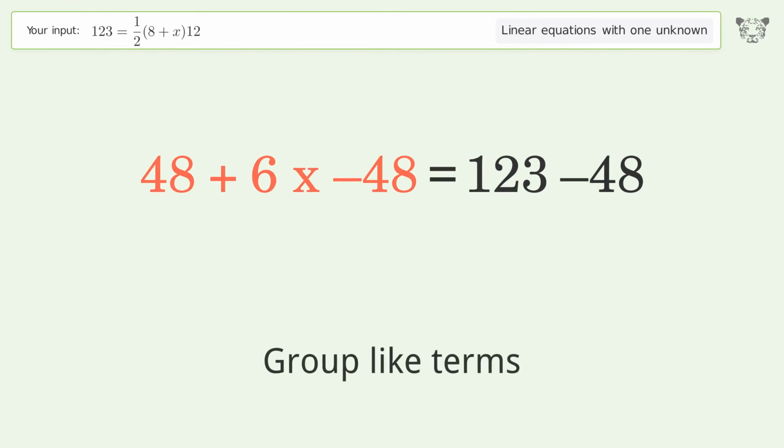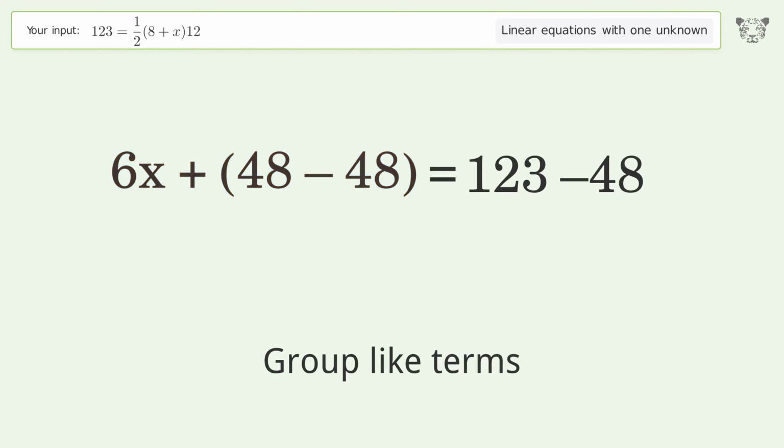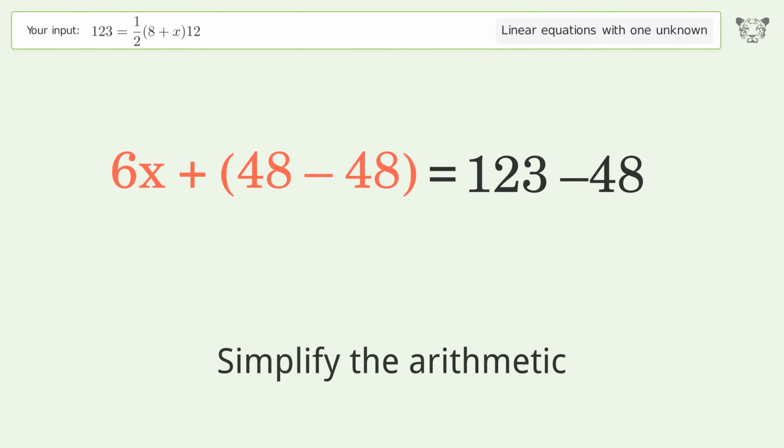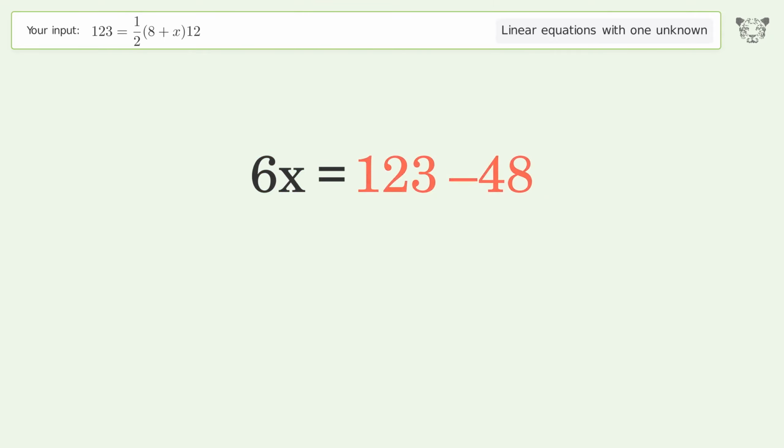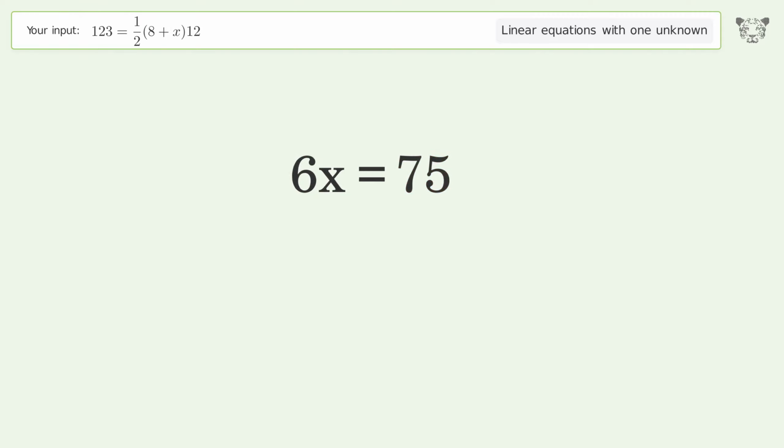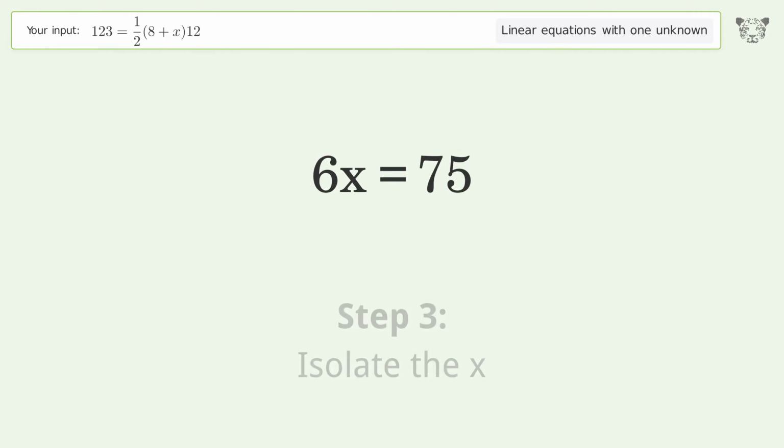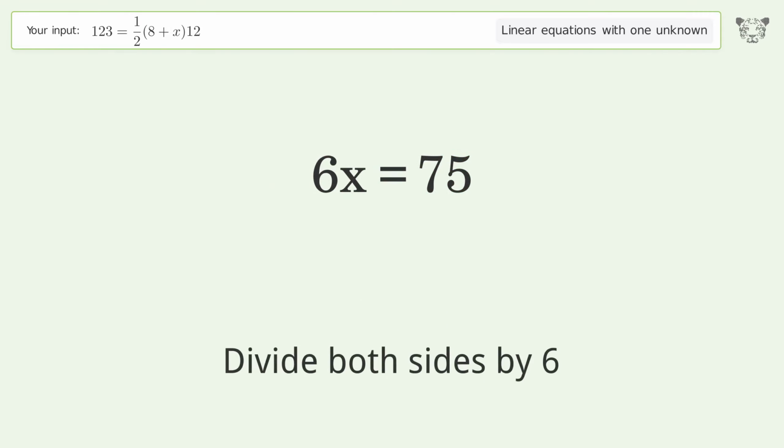Group like terms. Simplify the arithmetic. Isolate the x. Divide both sides by 6.